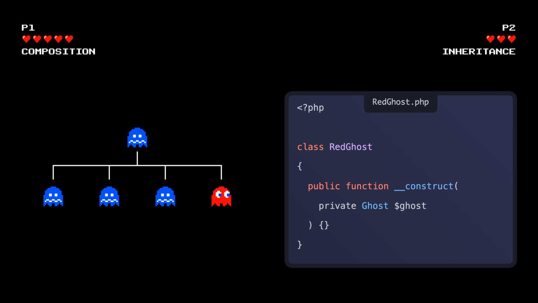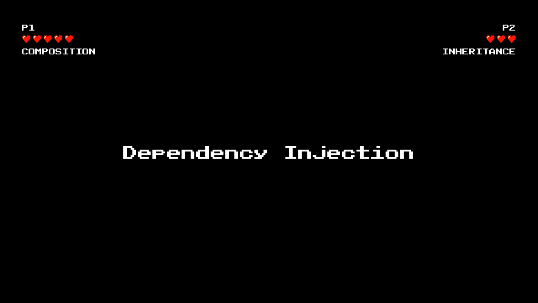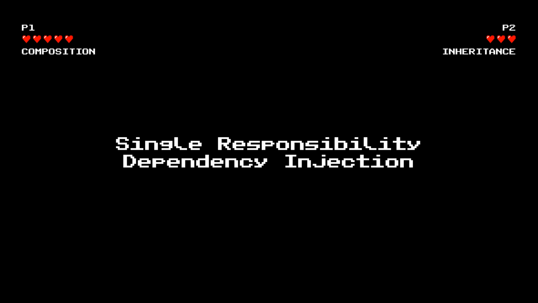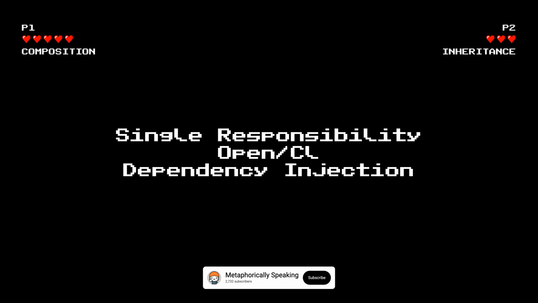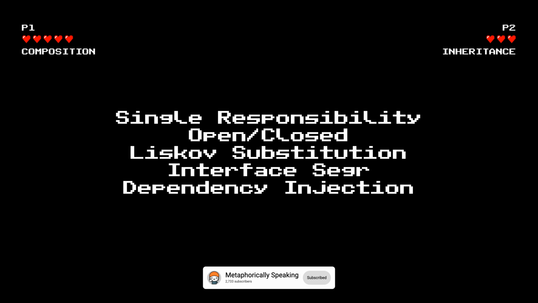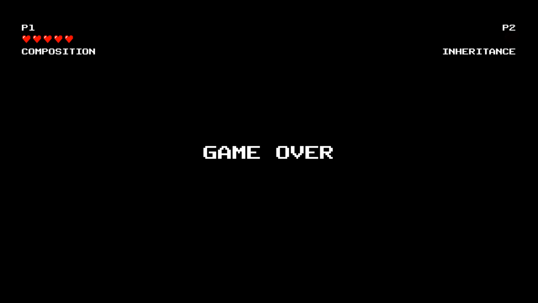Now, in the simple example, inheritance was changed into composition with dependency injection. Earlier, we spoke about single responsibility, 1 of the 5 SOLID principles. Now, I'll be covering the SOLID principles and how composition helps us write testable code in the future. But for now, seems like it's game over for inheritance, right?